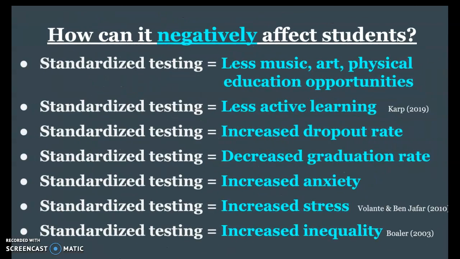How can it negatively affect students? And by it, I mean standardized testing. For example, CARP in 2019 maintained that it resulted in less active learning as well as fewer opportunities for fine arts and physical education for students.